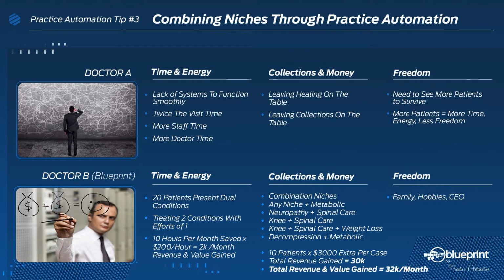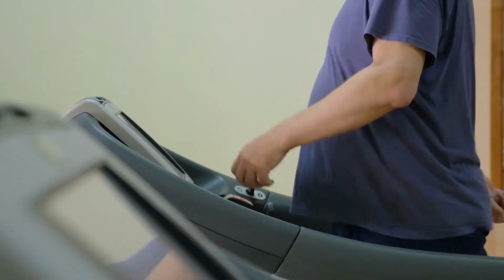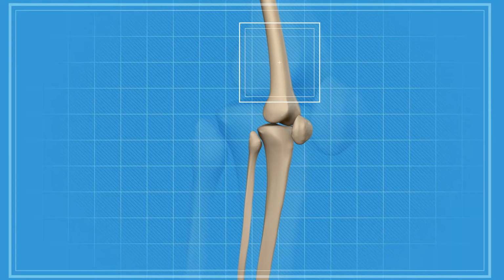Collections of money on Dr. B. Let's look at this. So combining niches, you can add any metabolic component to any program, any niche. Well, let's give you some examples. Functional medicine onto neuropathy, chiropractic, decompression, weight loss onto the knee pain, weight loss onto decompression.